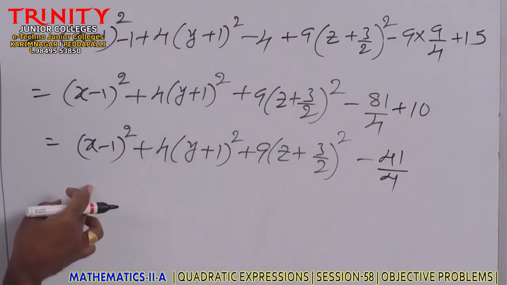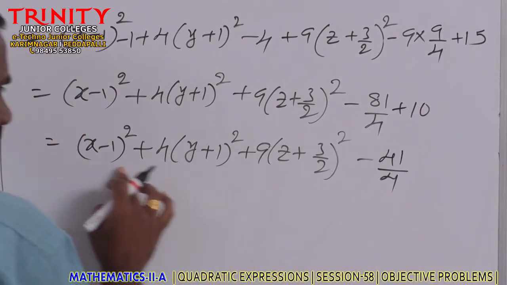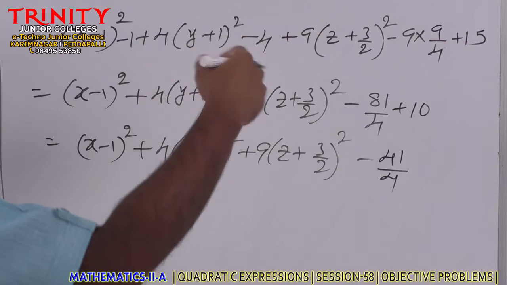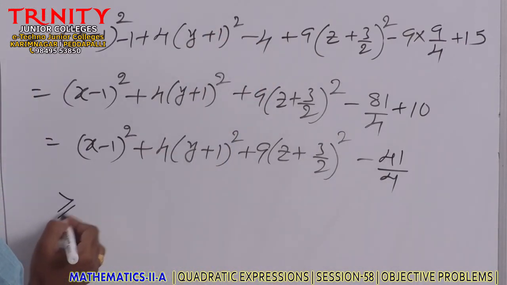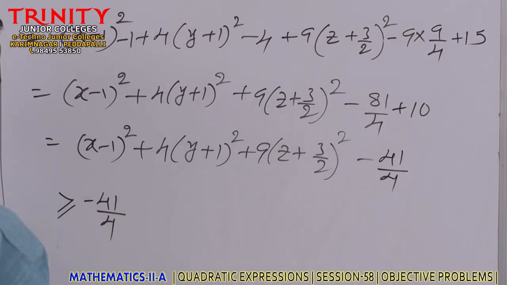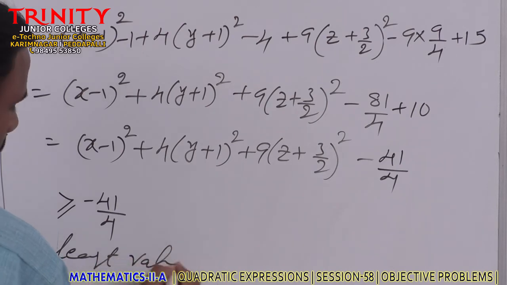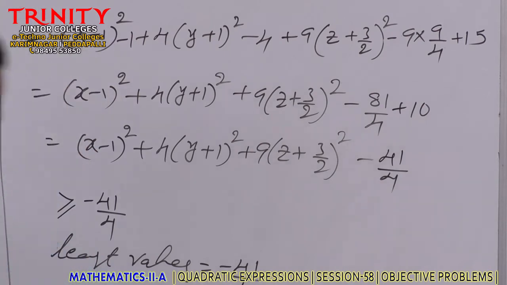If suppose this total becomes 0, then this should be the least value. If it is non-zero, then the value will be increased. Therefore this should be the least value. Therefore its value is greater than or equal to minus 41 by 4. Therefore the least value of the function is equal to minus 41 by 4.